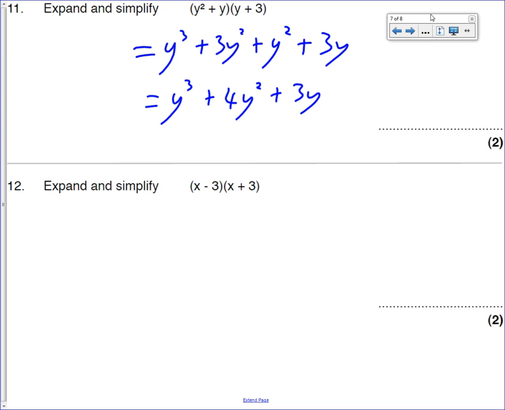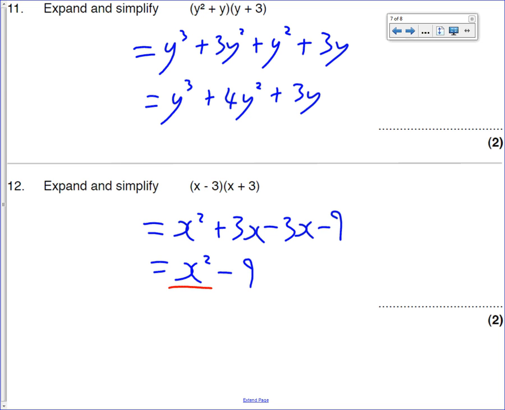12 is a special type of double bracket, something called difference of two squares, to end up with no coefficient of x in the middle. We do x times x, x squared, times plus 3 times x, plus 3x, times minus 3 times x, minus 3x, times minus 3 times positive 3, which is minus 9. So it simplifies to simply x squared minus 9, so the minus 3x and plus 3x cancel. That's why it's called difference of two squares, because x squared minus 3 squared.